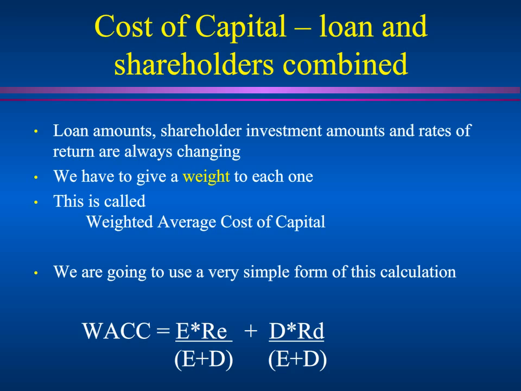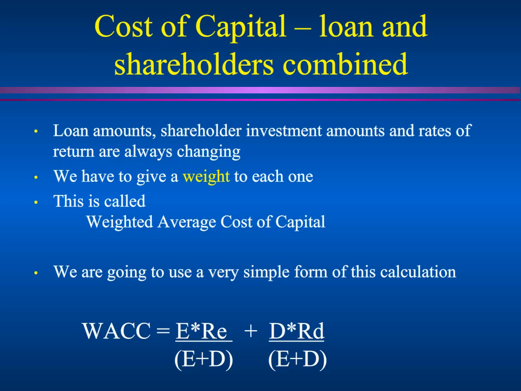So think of it this way: you're paying off your mortgage, so that loan amount is changing. Shareholder investment amounts change because if we have profits, the amount invested is going up. If we have losses, the amount the shareholders have invested goes down. So the numbers are always changing. So we've got four pieces of it.